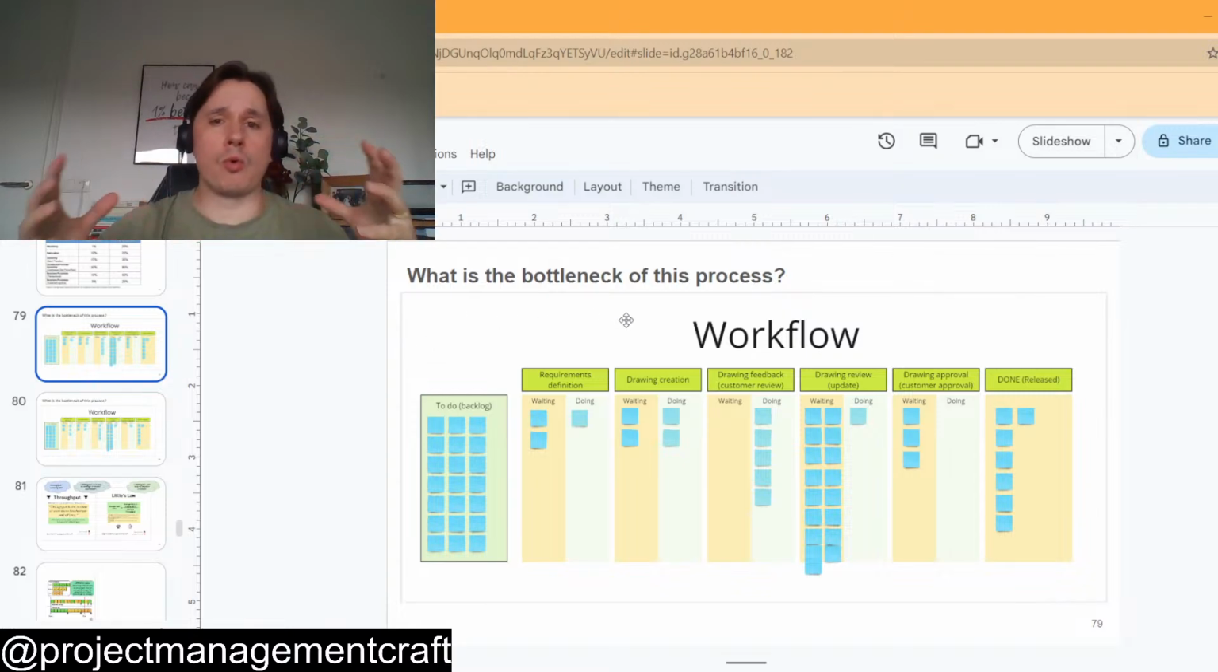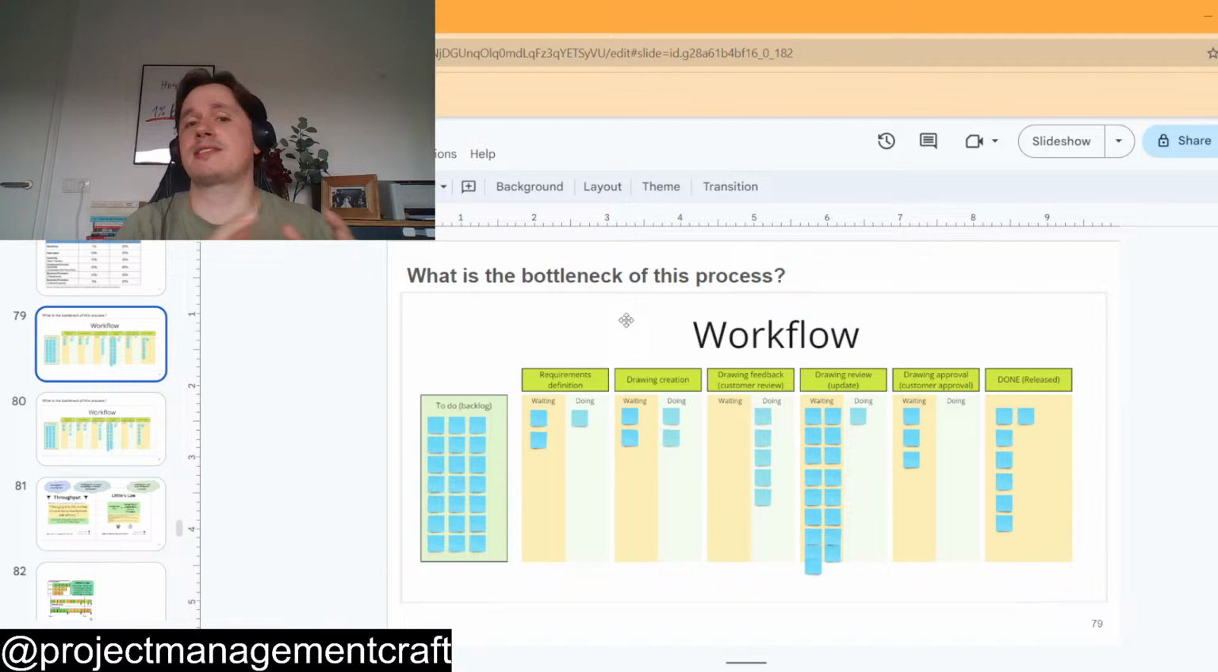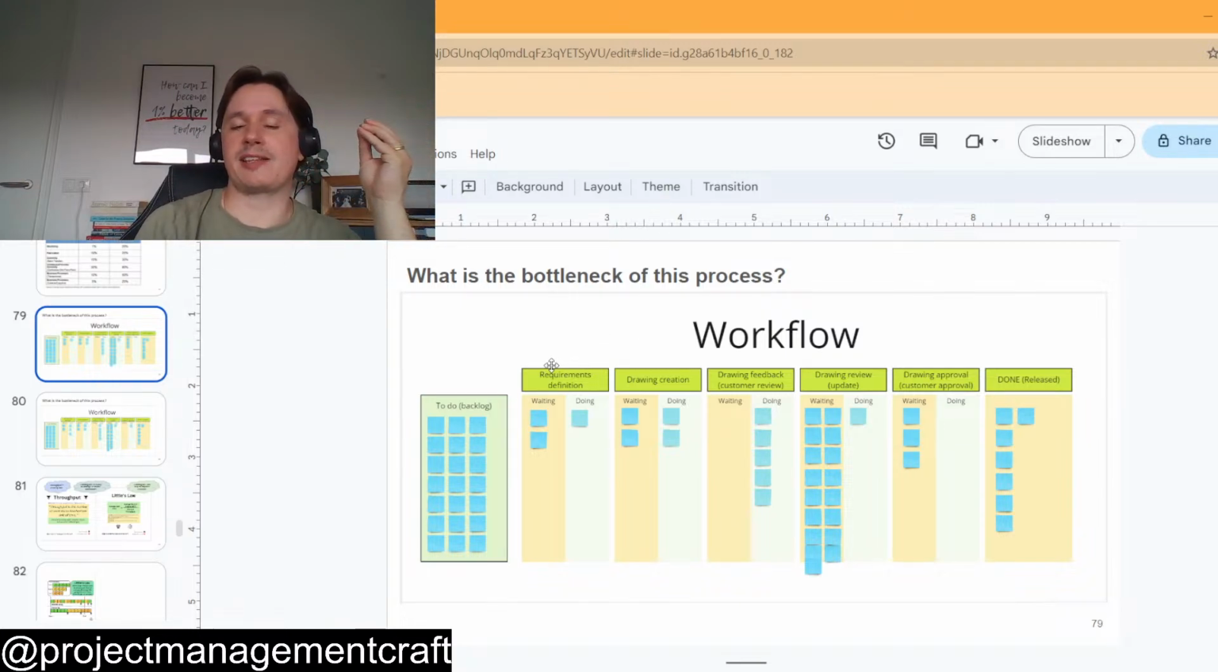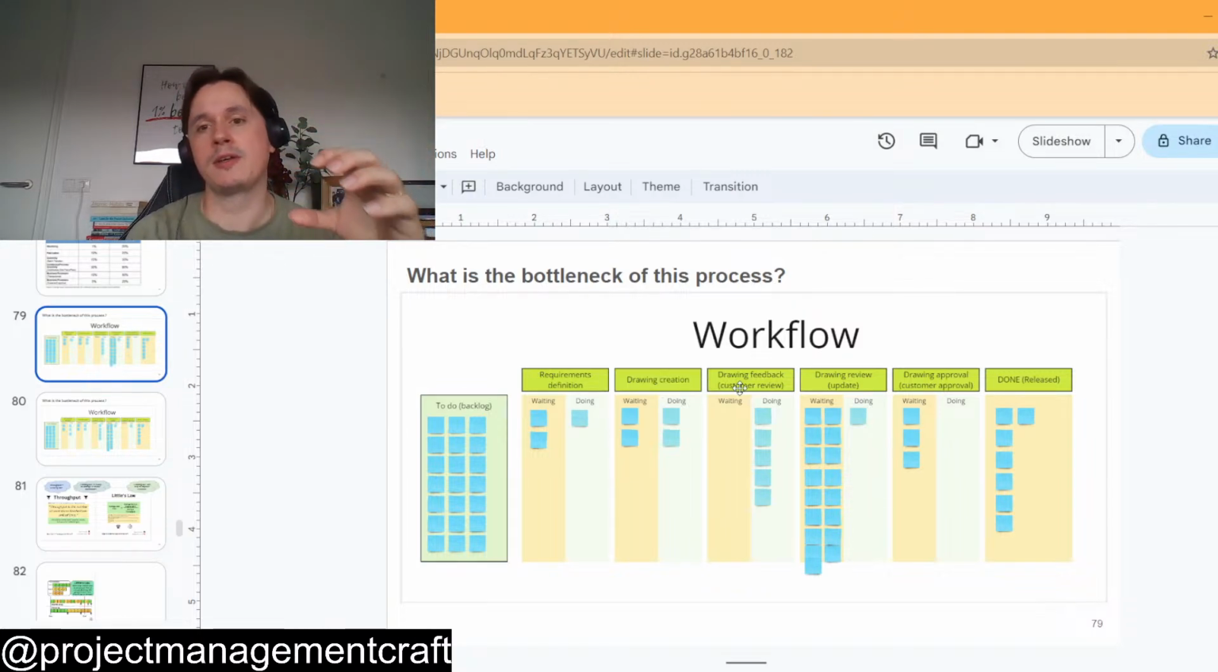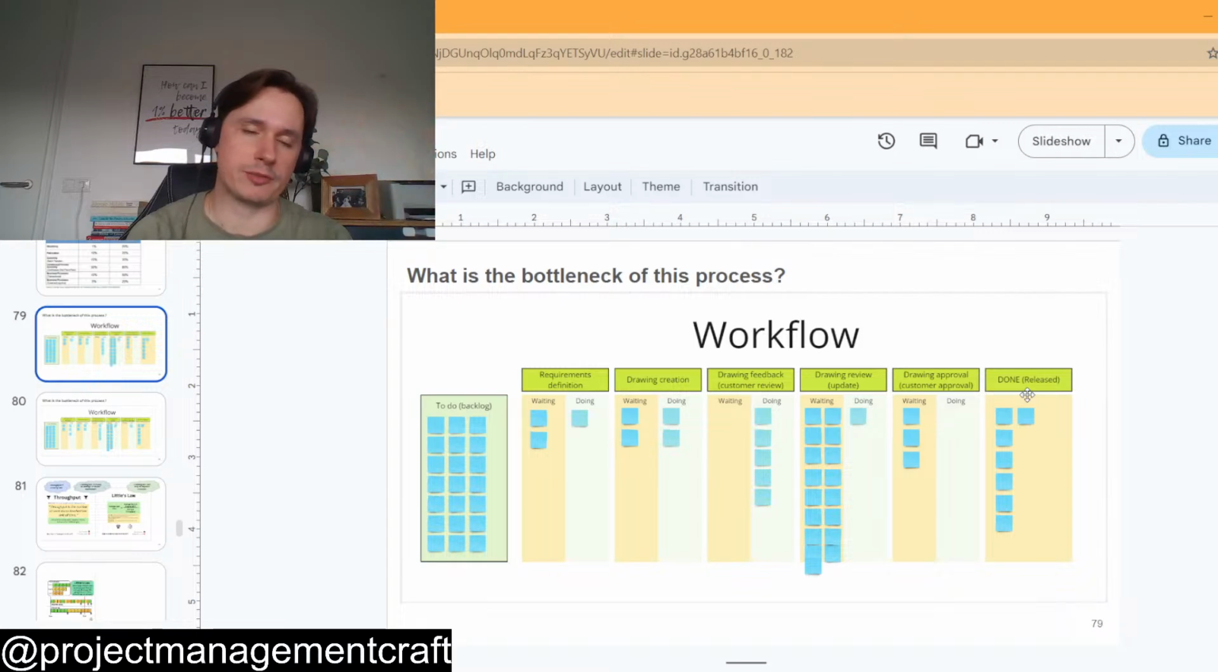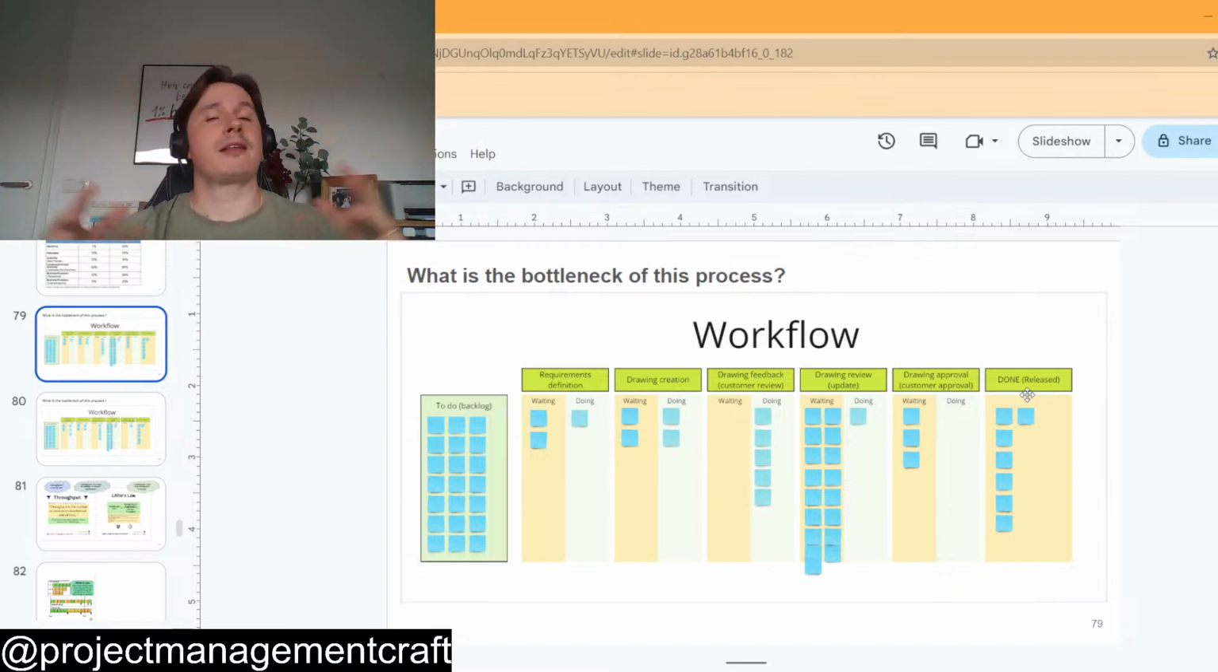This is a workflow, an example I created for design work. Let's assume that there's a design team. They start their work when the requirements are clear. They create a drawing, and the drawing goes to the customer. The customer reviews and gives feedback. Then they implement this feedback in the drawings, and it goes for a final approval from the customer. Then the drawing is considered released. Think about a design of a house, for example. A very simple example. Why? Because everybody knows what a house is.